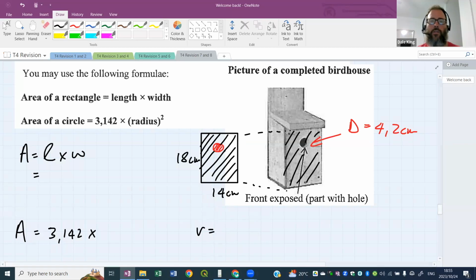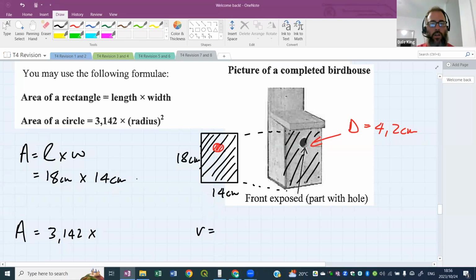All right, let's have a look-see. So we need to work out the area of the rectangle, the area of the circle, and remove the circle out. Okay, so I'm going to do the rectangle first, nice and easy. It's length times width. I told you that the length was 18 centimeters, and the width is 14 centimeters.